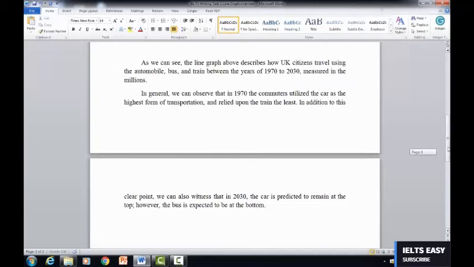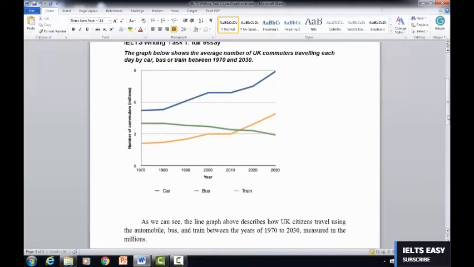When we looked at this line graph, we said, okay, let's look at the beginning. That's what I like to do with a line graph. Look at it and say, in the beginning, in 1970, what's at the top, what's at the bottom? In 2030, what's at the top, what's at the bottom? That's a general overview of the line graph, all right? That's what I mean by general overview.